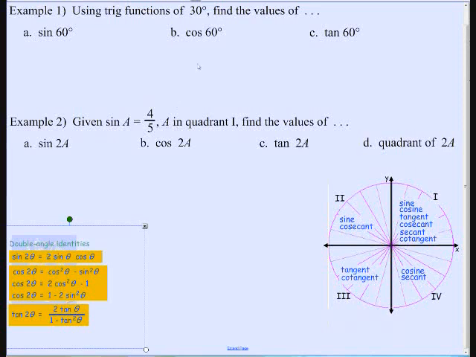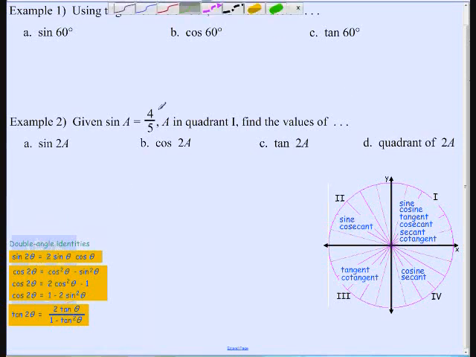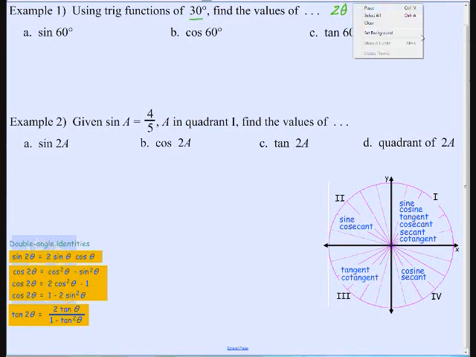Using trig functions of 30 degrees, find the values. The reason Mr. Schwartz is saying use 30 degrees is because we're studying double angle. And what happens when you double 30 degrees? 30 degrees plus 30 degrees, that's doubling it. That gives us our 60 degrees. So we could say what these are right off, but we're not going to.